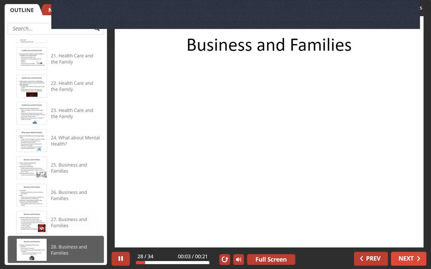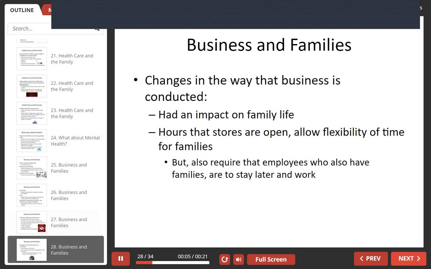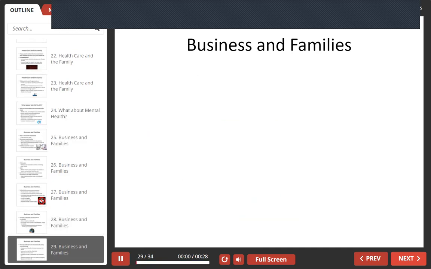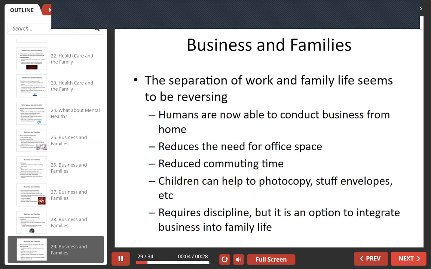So business and family changes in the way that business is conducted. It has an impact on family life. And hours that stores are open allows flexibility of time for families. But it also requires that employees who have families are to stay later and work. So the separation of work and family life seems to be reversing.